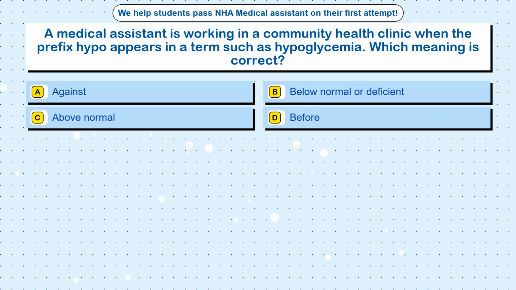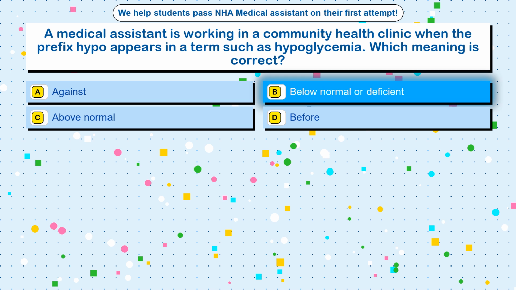Question 84. A medical assistant is working in a community health clinic when the prefix hypo appears in a term such as hypoglycemia. Which meaning is correct? Option A, against. Option B, below normal or deficient. Option C, above normal. Option D, before. The correct answer is option B, below normal or deficient.